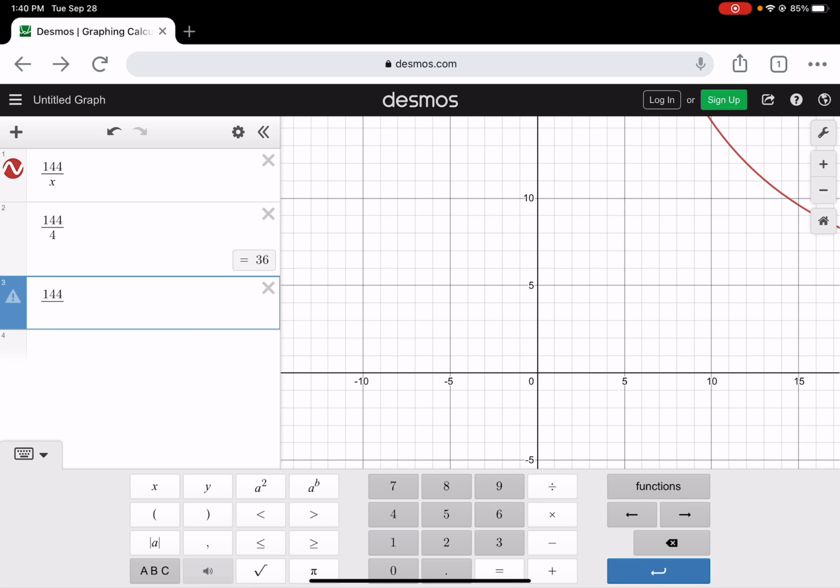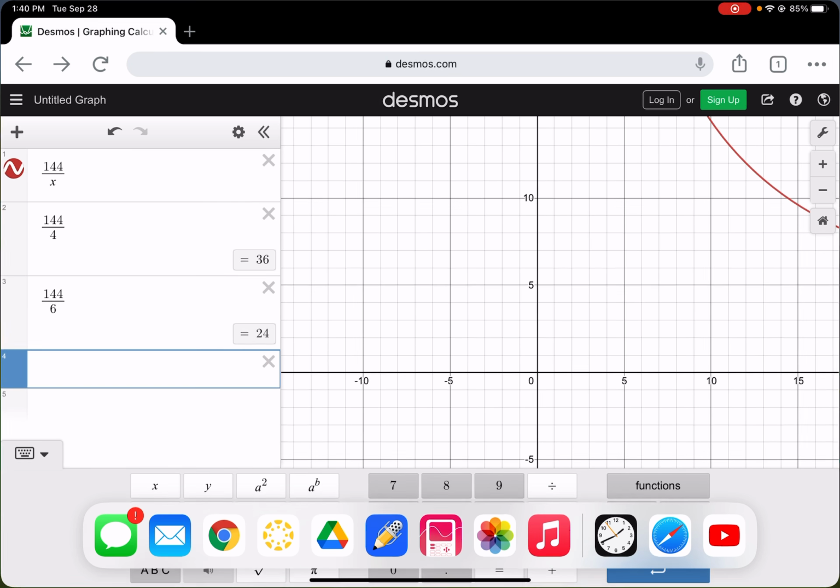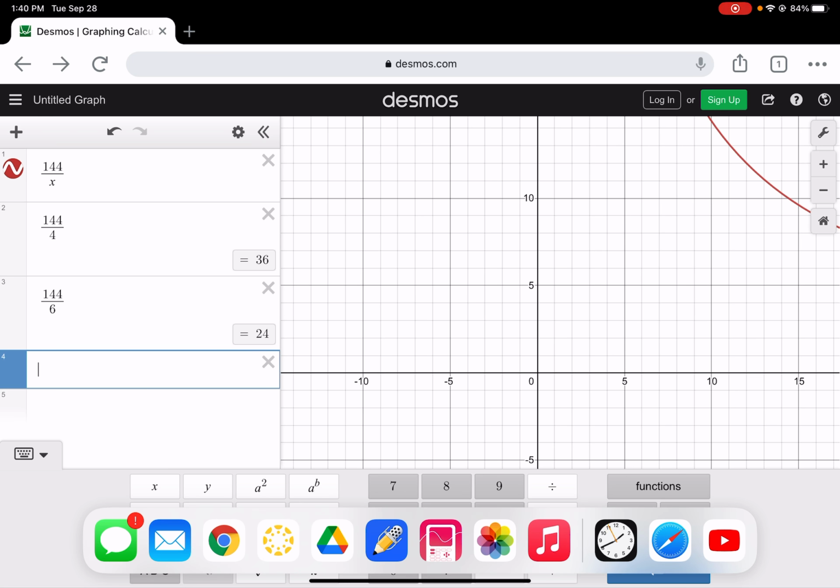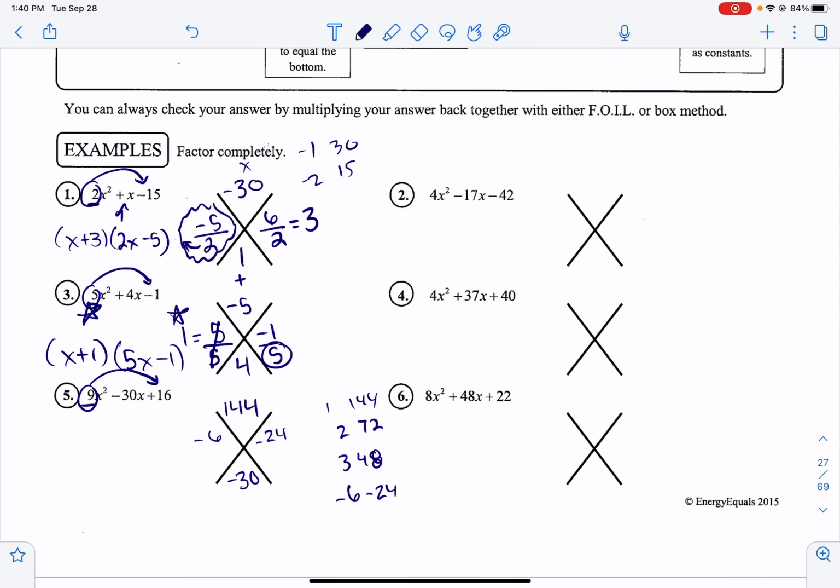144 divided by 6. There we go, 24. Just start guessing numbers if you need to. Put them in your calculator, put them in Desmos till you find the match that works, all right? Now, remember, we cheated. We multiplied by 9, so now I have to divide by 9.